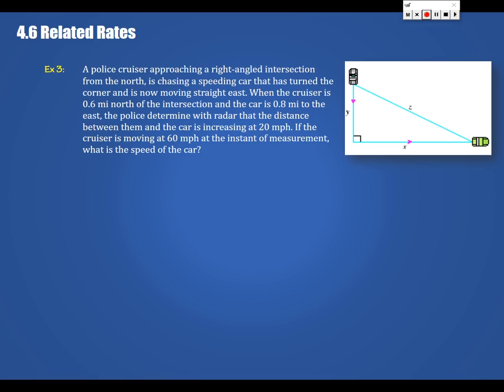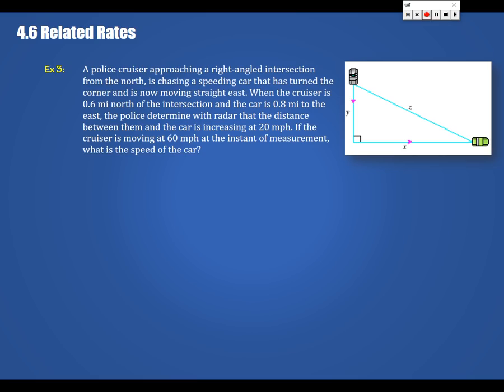It tells you that. That was nice of them. Yeah. But if the police car is going toward the intersection, I don't think they had to tell you that, is all. It should make sense that it's decreasing, therefore dz/dt is a negative number. It doesn't say how fast the car we're chasing is going. All right, well, let's start writing down everything we know here.